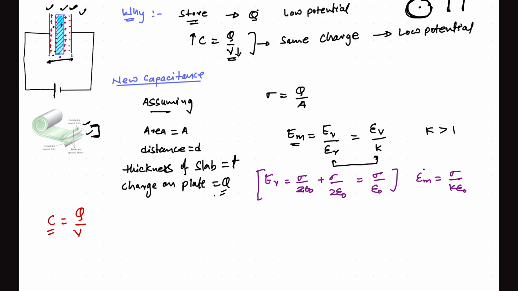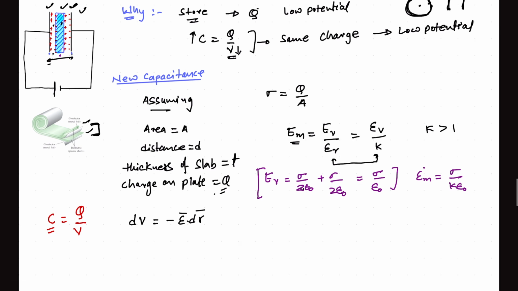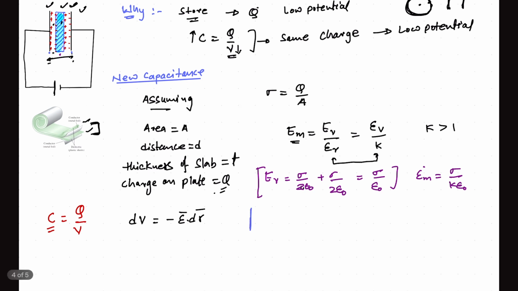Okay, so to calculate the V, or the potential difference between the plates, we are going to use the relation dV equals negative of E vector dot dr vector, where E is the electric field and dr is the direction vector. So here we can take this total space between the plates. Okay, let me just draw it again. Here we have this first plate, and this is our second plate. And here is our dielectric medium in between.